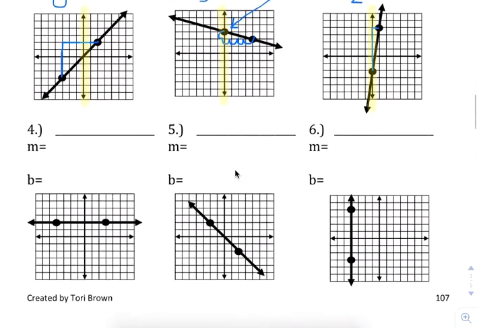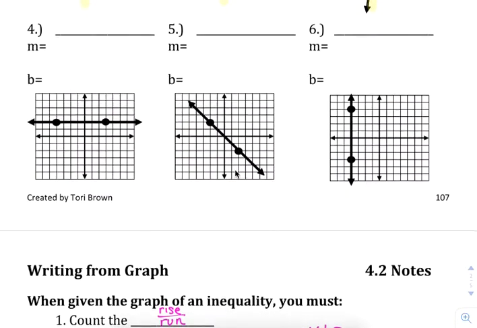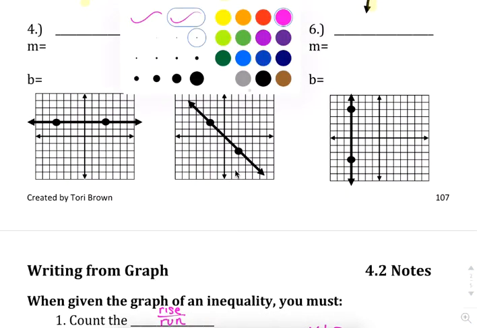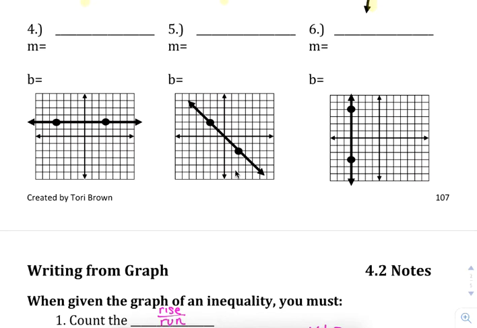Okay? All right, let's go down to problem 4. Problem 4, I don't really need the dots to find slope. It's horizontal, that should be a 0. My graph is hitting the y-axis right here. That's a positive 2.